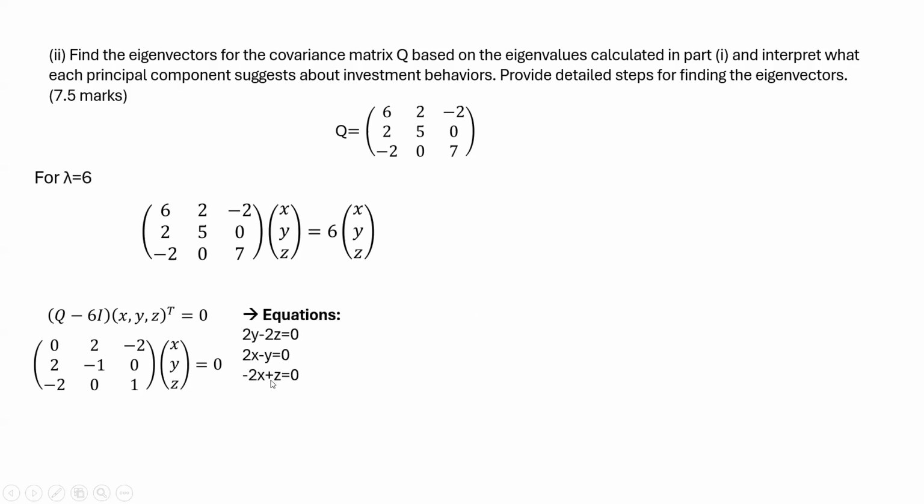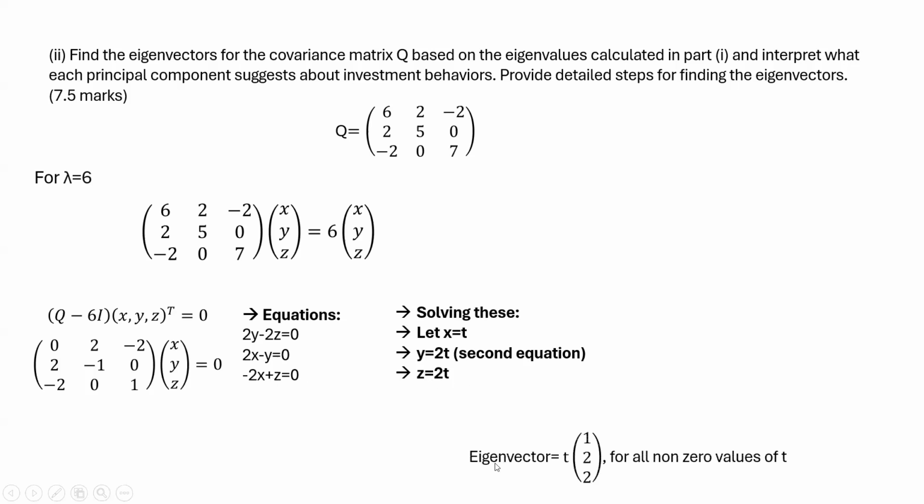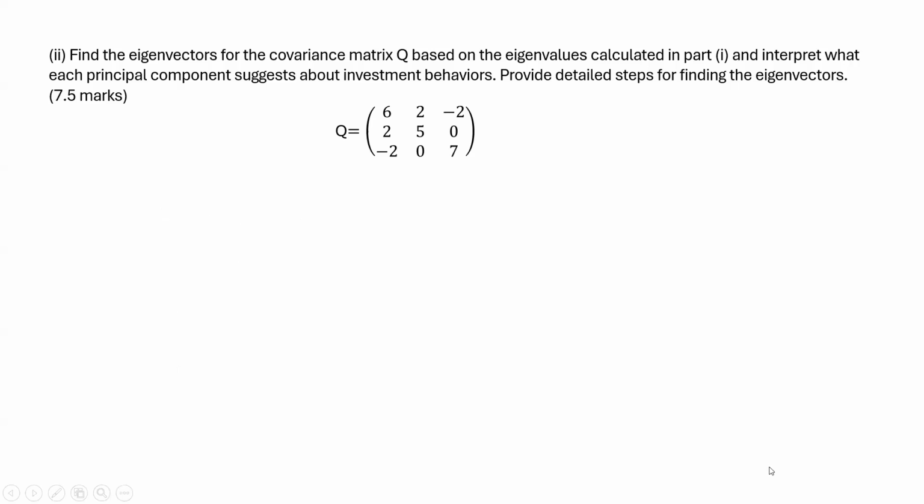When you have those equations, the next thing is you solve them. So again, let x equal t. When you substitute it in here, you get y is 2t, and when you substitute in here, you get z is 2t. Again, the eigenvector for that would be t outside (1, 2, 2). Again, it's important to get full marks to put that statement at the end.